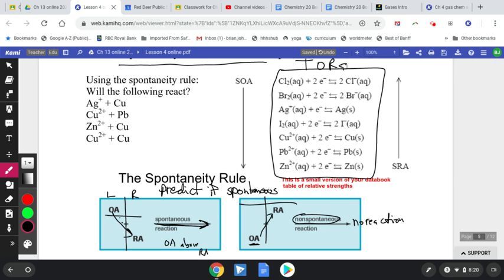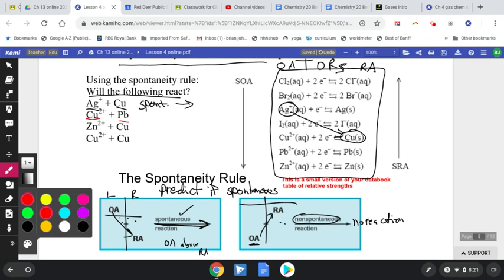Okay. So make a prediction using the spontaneity rule. Will the following react? Ag plus and copper. So there's Ag plus and there's copper. So using the spontaneity rule, which of these two scenarios applies? Here's our oxidizing agents, reducing agents, and our oxidizing agent sits above the reducing agent. So we say spontaneous. In other words, it will move forward and react.